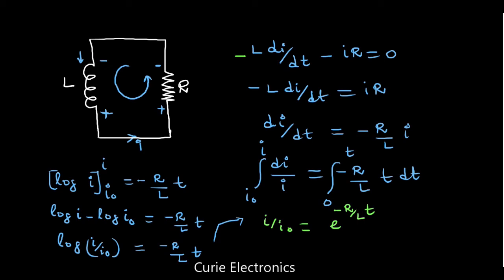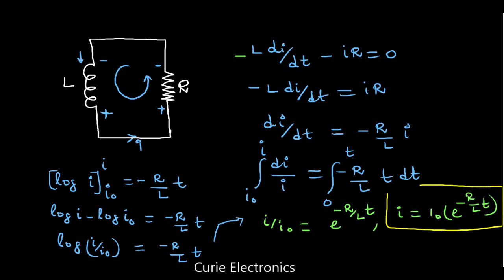Now how do we simplify and write it? I want to write it on the same page itself. So this can be written as I equals I0 multiplied by e to the power minus R upon L multiplied by t. This is the equation we got. We can further simplify this in terms of tau.